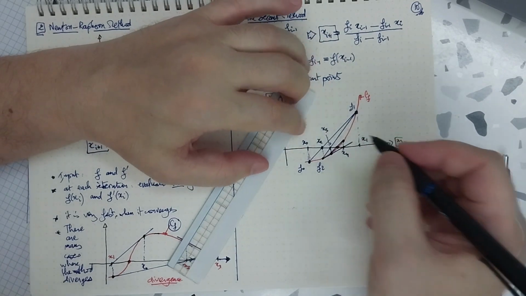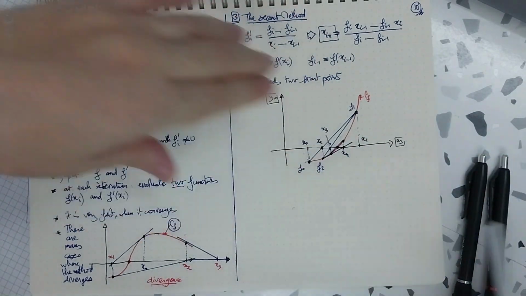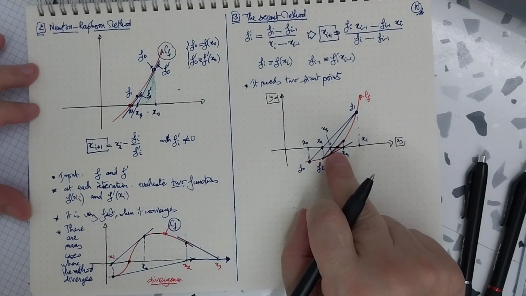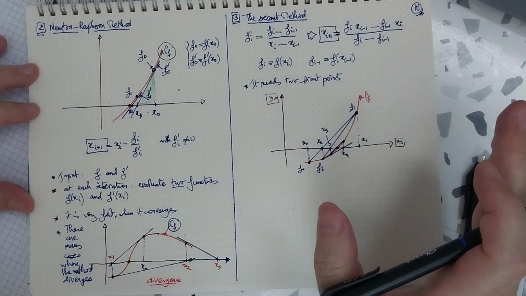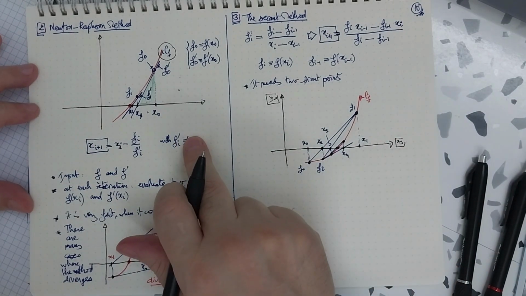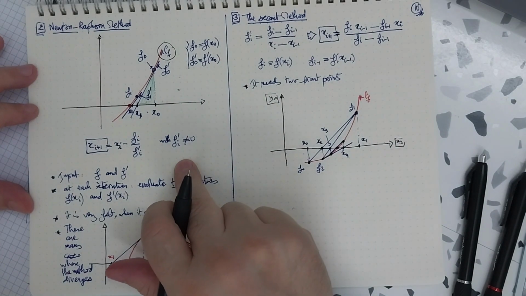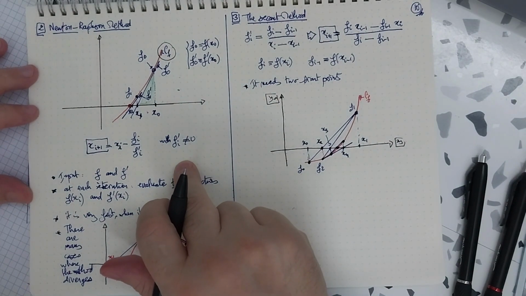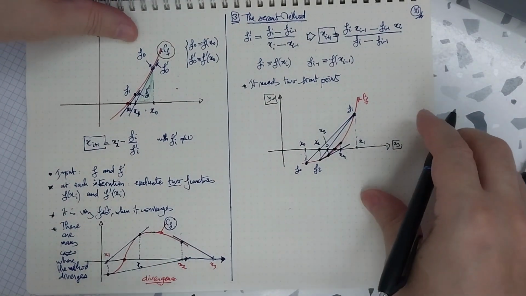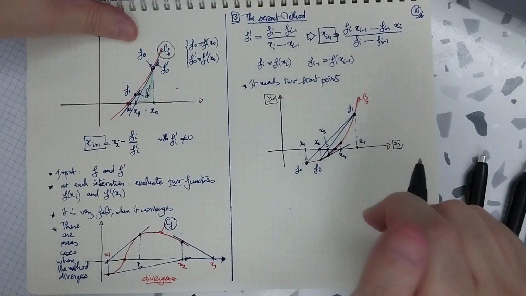So it converges fast. It is faster than Abou Kamel's method without the modification of Illinois, and it is slower than Newton-Raphson. It's in between. But unfortunately, it also might diverge. So this is the secant method.